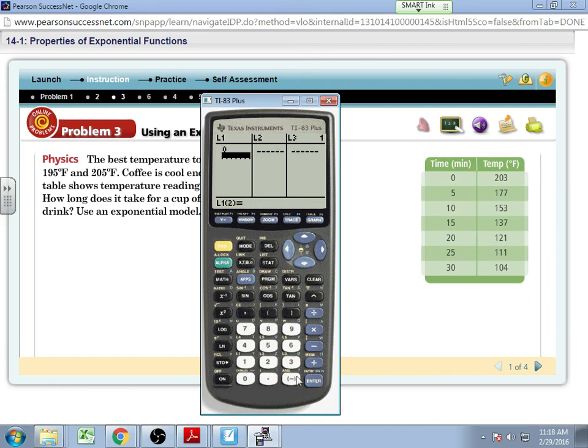So 0, 5, 10, 15. Anybody having issues finding your lists? I only have L2. I don't have L1. Tap to the left. Your screen has probably been shifted. That takes me to L6.